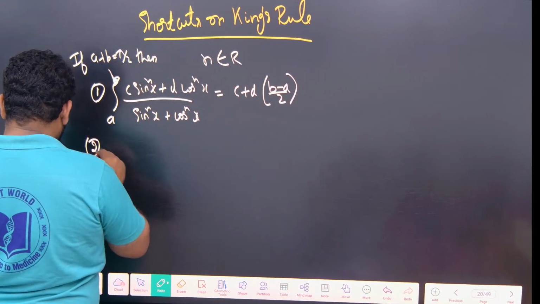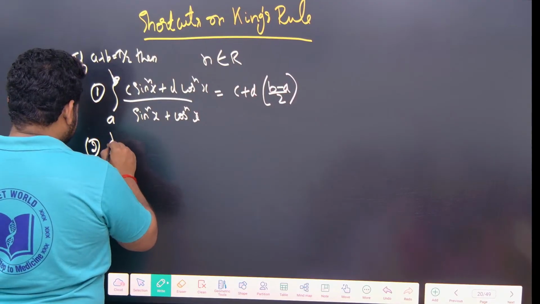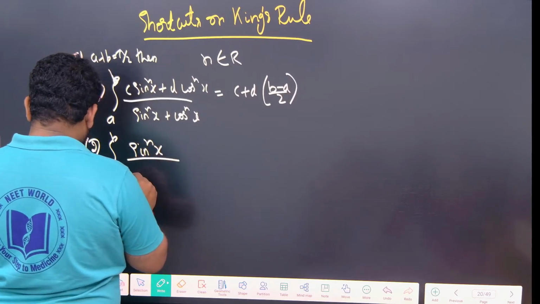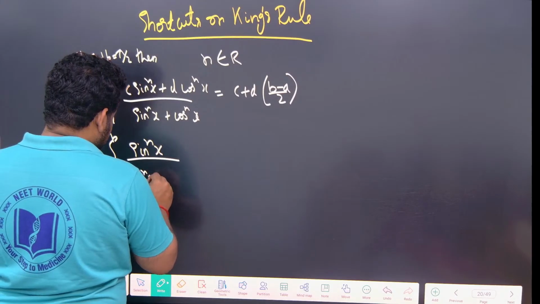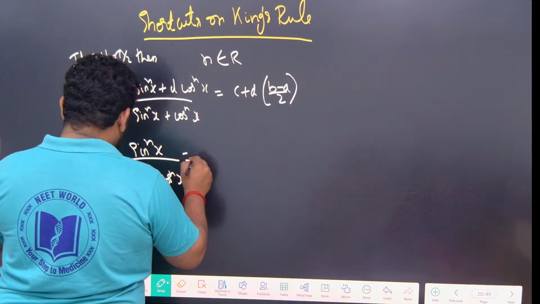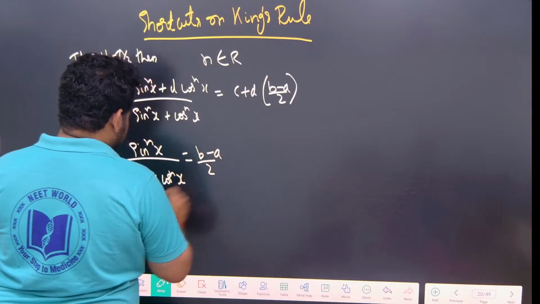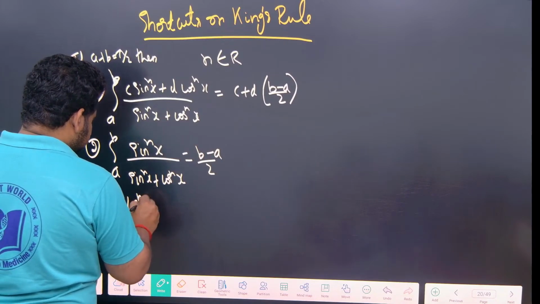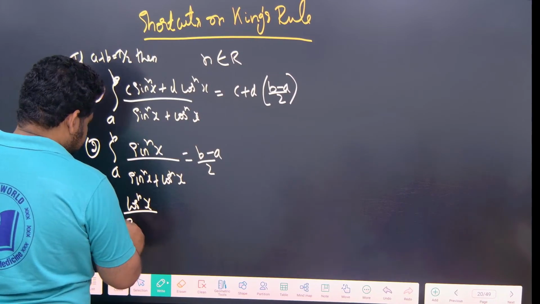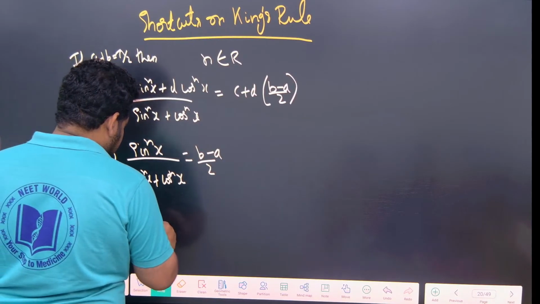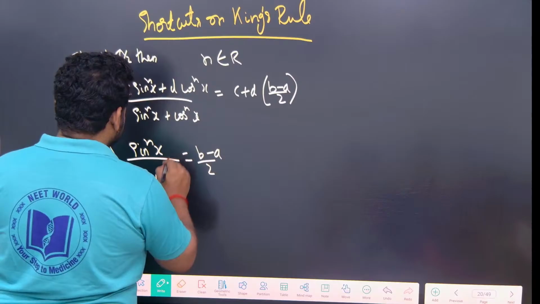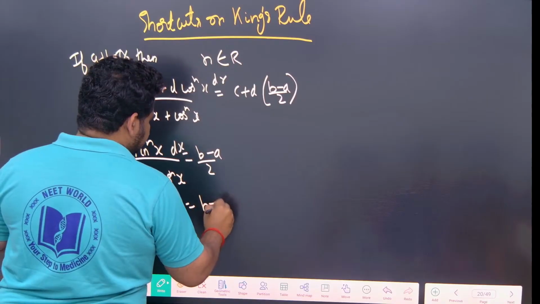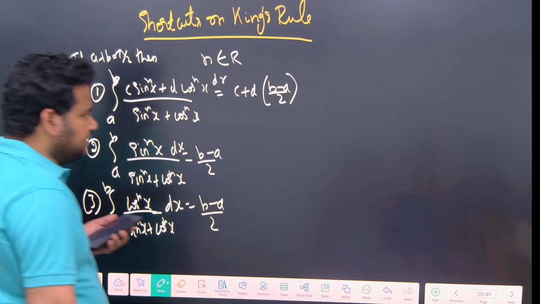Next rule. Okay, a to b, don't worry about whether a plus b is pi by 2 or not. Sin power nx by sin power nx plus cos power nx, that is equal to b minus a by 2. Same thing if the numerator is cos power nx, cos power nx by sin power nx plus cos power nx dx, it will be b minus a by 2. This one is also b minus a by 2.